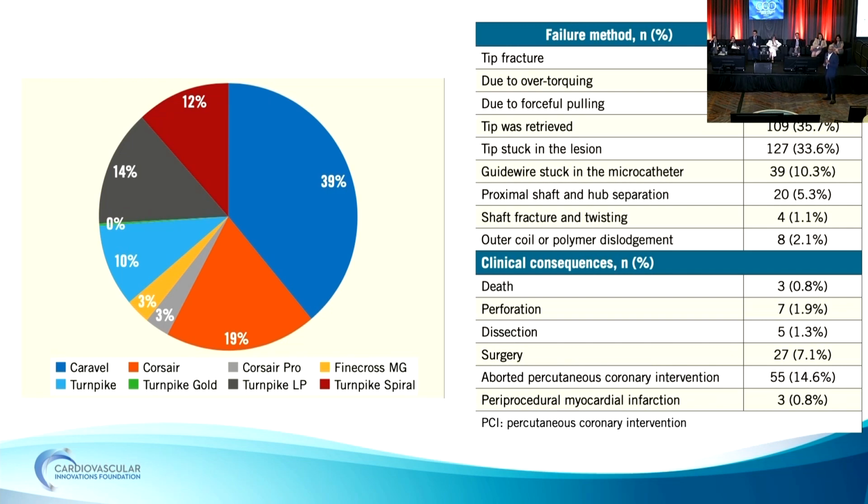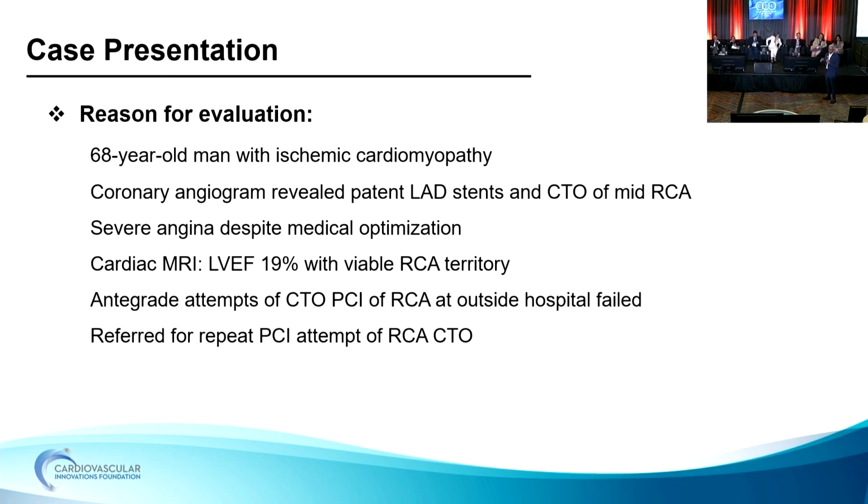It usually does poorly in calcific CTOs. And then in addition to that, I think the Corsair, just by virtue of it being the most commonly used microcatheter, comes second at 19%, followed by a bunch of the others that complete the list. The consequences of microcatheter fracturing, unfortunately, are not trivial. Oftentimes it leads to going to surgery, 7% of the time. And oftentimes the procedure needs to be aborted, or we have to deal with situations that arise as a result of that. So having said that, let's discuss this case.